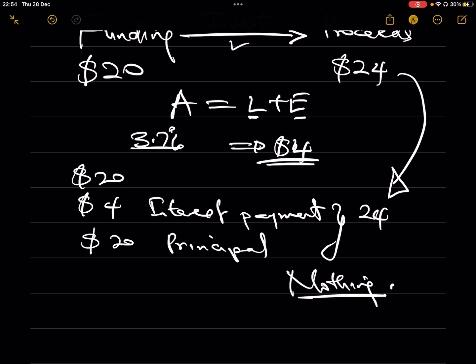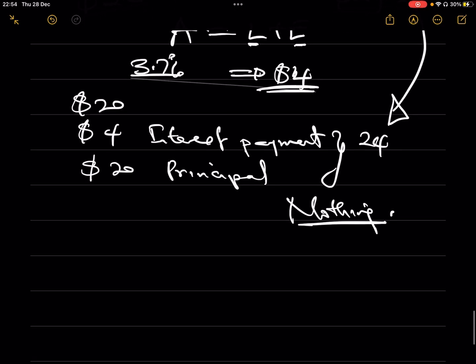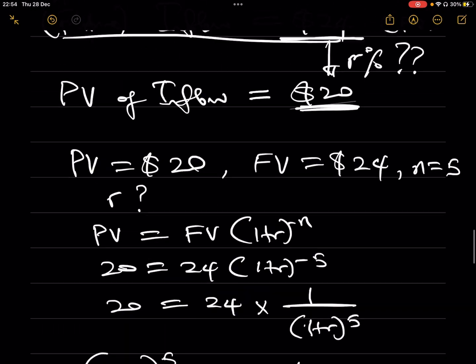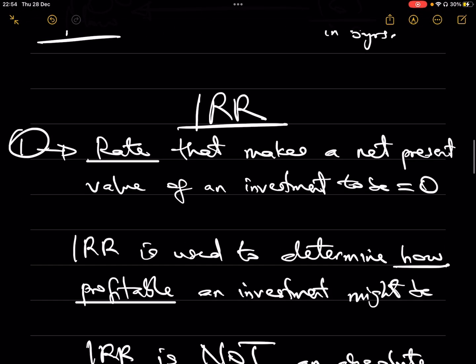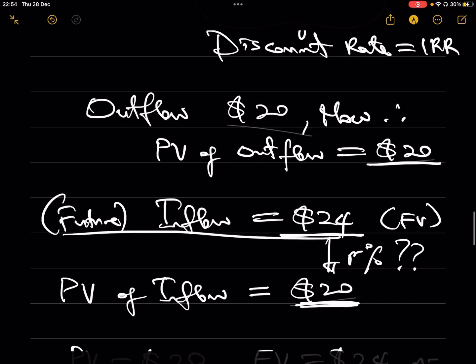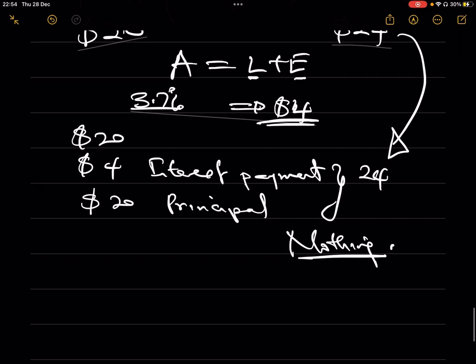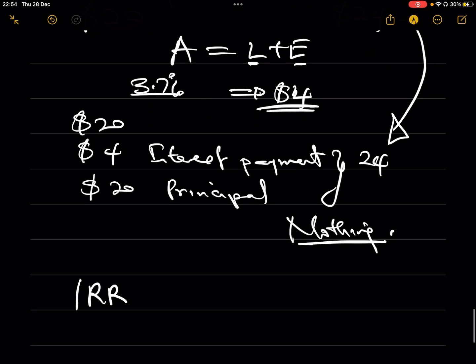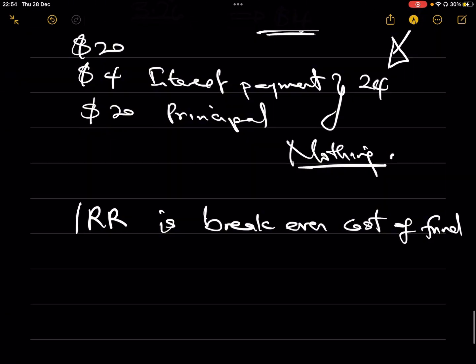So what can you make out of this? The summary of this is that this is why I told you that IRR gives you an indication of profitability. It doesn't give absolute profitability. Because what this has told you now is that IRR, and pay attention to this, is your break-even cost of fund. IRR is your base break-even cost of fund or your break-even discount rate.